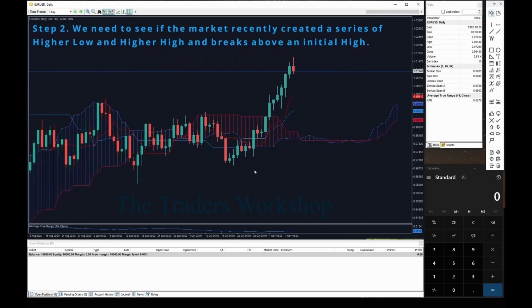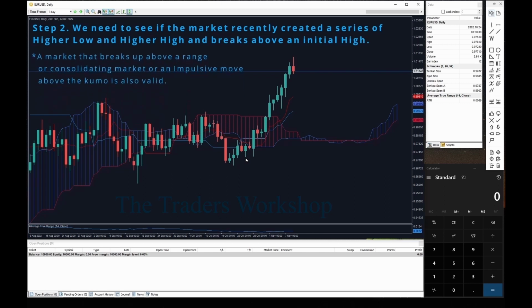Step 2. We need to see if the market recently created a series of new higher lows and higher highs, breaking above the initial high. This is a basic price movement to start a trend to the upside. Also, if you remember, the basic principle that this strategy is based upon is that we want to buy a market that is already trending higher. A market that breaks up above a range or consolidation, or an impulsive move above the Kumo, is also valid. More examples of these in our backtesting.